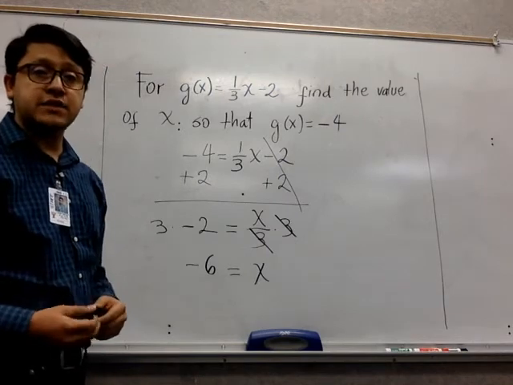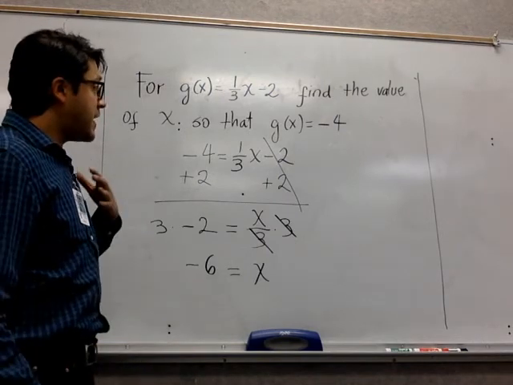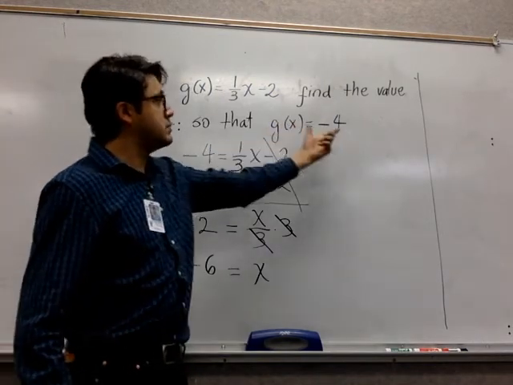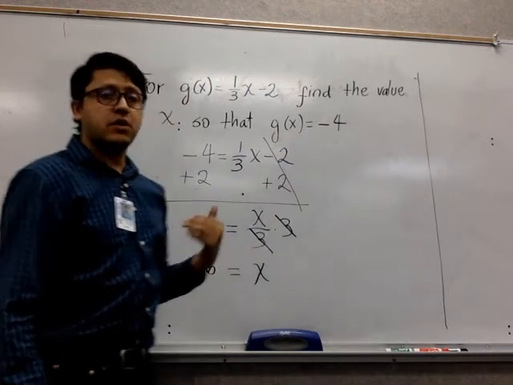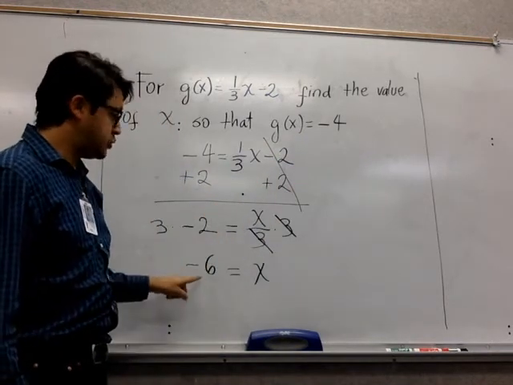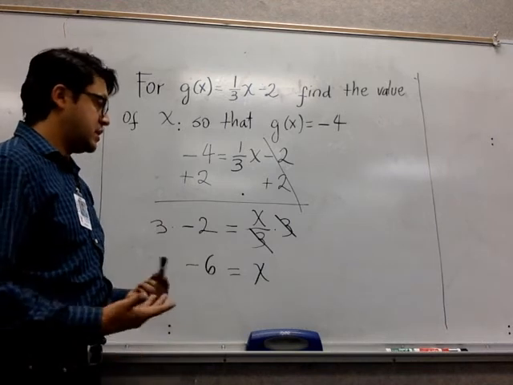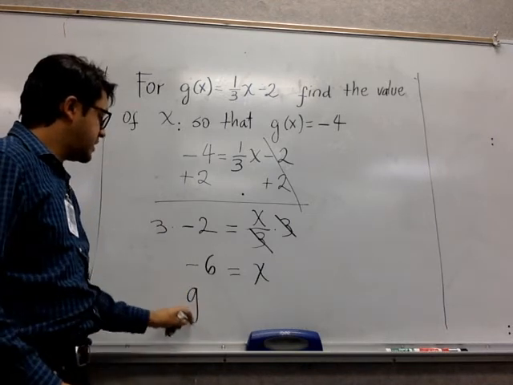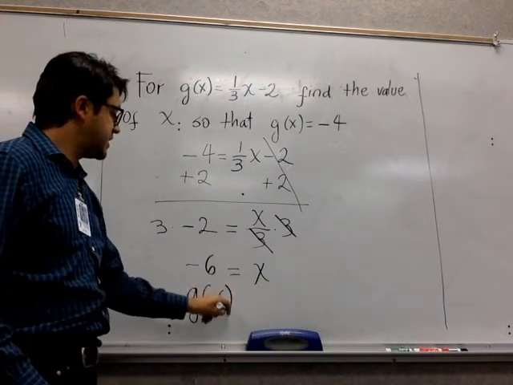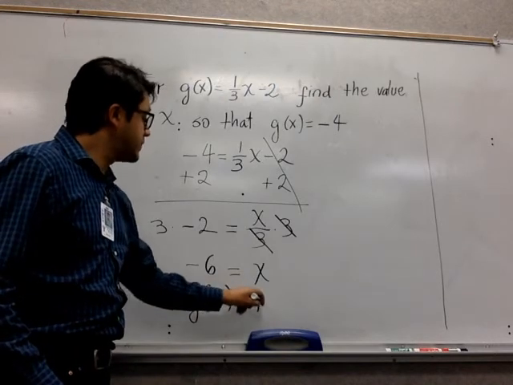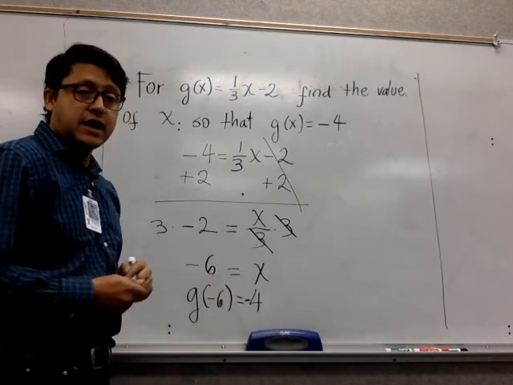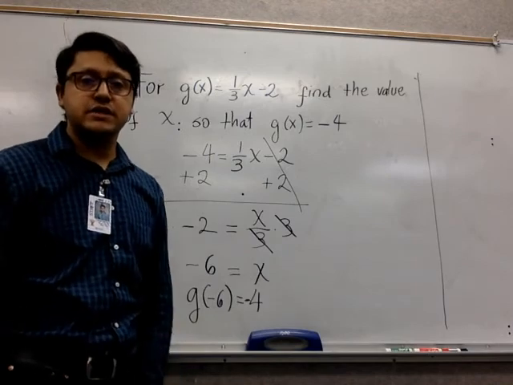How can I understand this? That if I want the output to be -4, the corresponding x value I need to use is -6. In other words, I can say that g of -6 is -4. And that's what you need to find out in this case, okay?